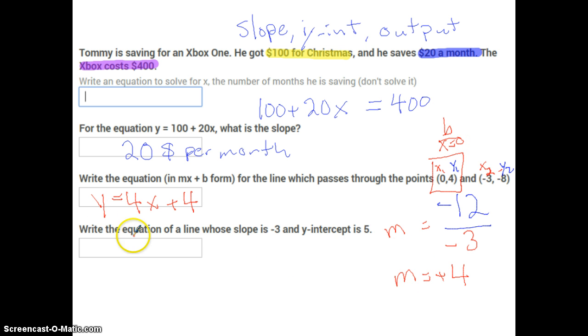And then this one's easier. Write the equation of a line whose slope is negative 3 and the intercept is 5. All right, so this is the m, and this is the b, so that's y equals negative 3x plus 5, because it was mx plus b. And I've got, I think, one more.